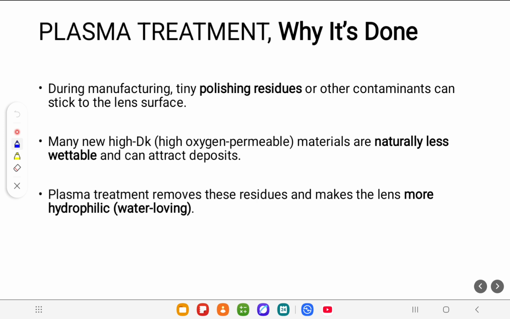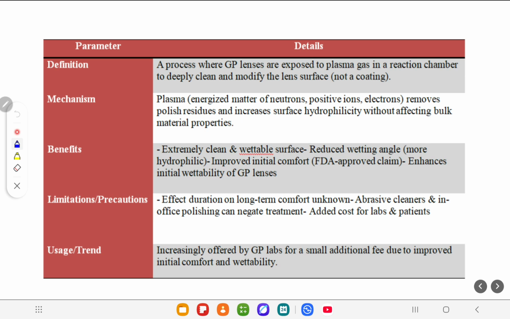Yes. So many new high Dk oxygen lens materials are naturally less wettable and can attract deposits. So it's always there. So plasma treatment removes this residue and makes the lens more hydrophilic. That's the point. First, it will remove the residue, that unpolished thing that remains in the contact lens, and then it makes the contact lens more hydrophilic. That's why plasma treatment is very good, but it has disadvantages too, and mainly cost, so we should be cautious. So let's discuss it.